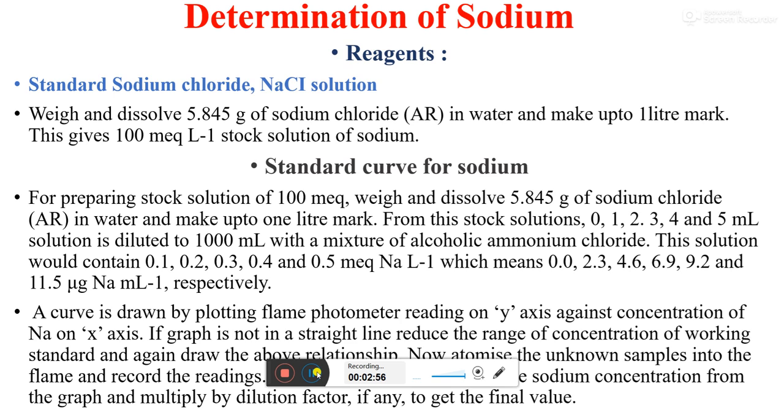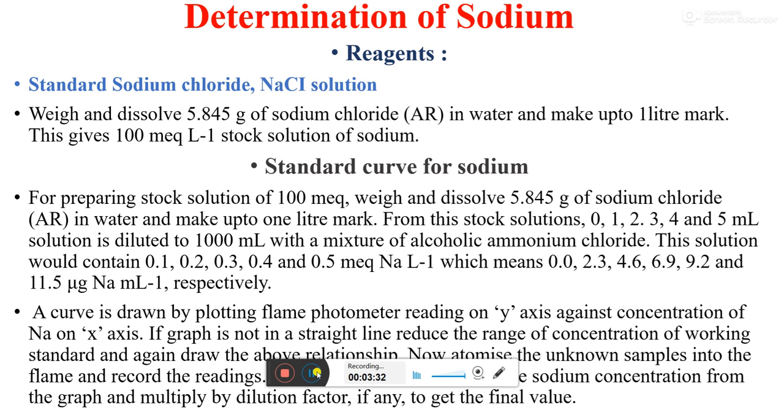A curve is drawn by plotting the flame photometer reading on the y-axis against the concentration of sodium on the x-axis. If the graph is not a straight line, reduce the range of concentration of the working standard and again draw the above relationship. Now atomize the unknown samples into the flame and record the reading. For that purpose, you have to take these samples, 0.1, 0.2, 0.3, 0.4 and 0.5 milliequivalent sodium per liter, while feeding into the flame photometer.